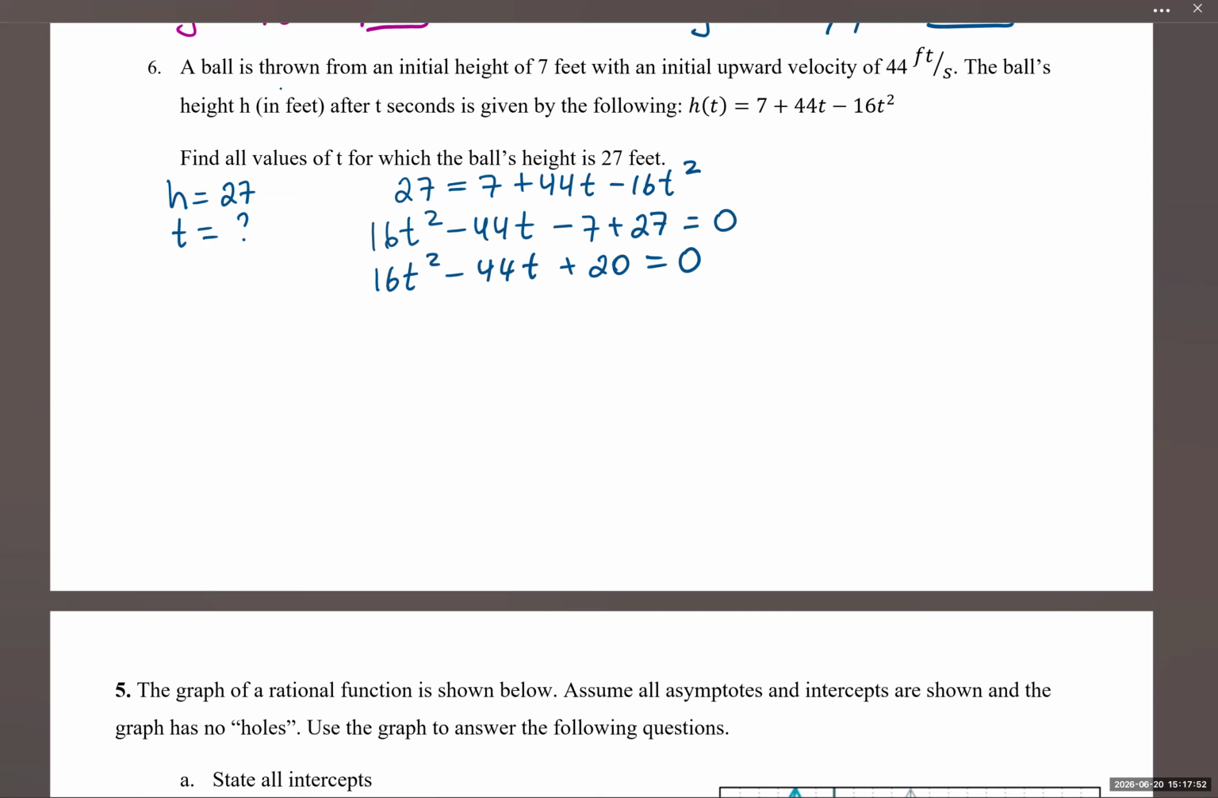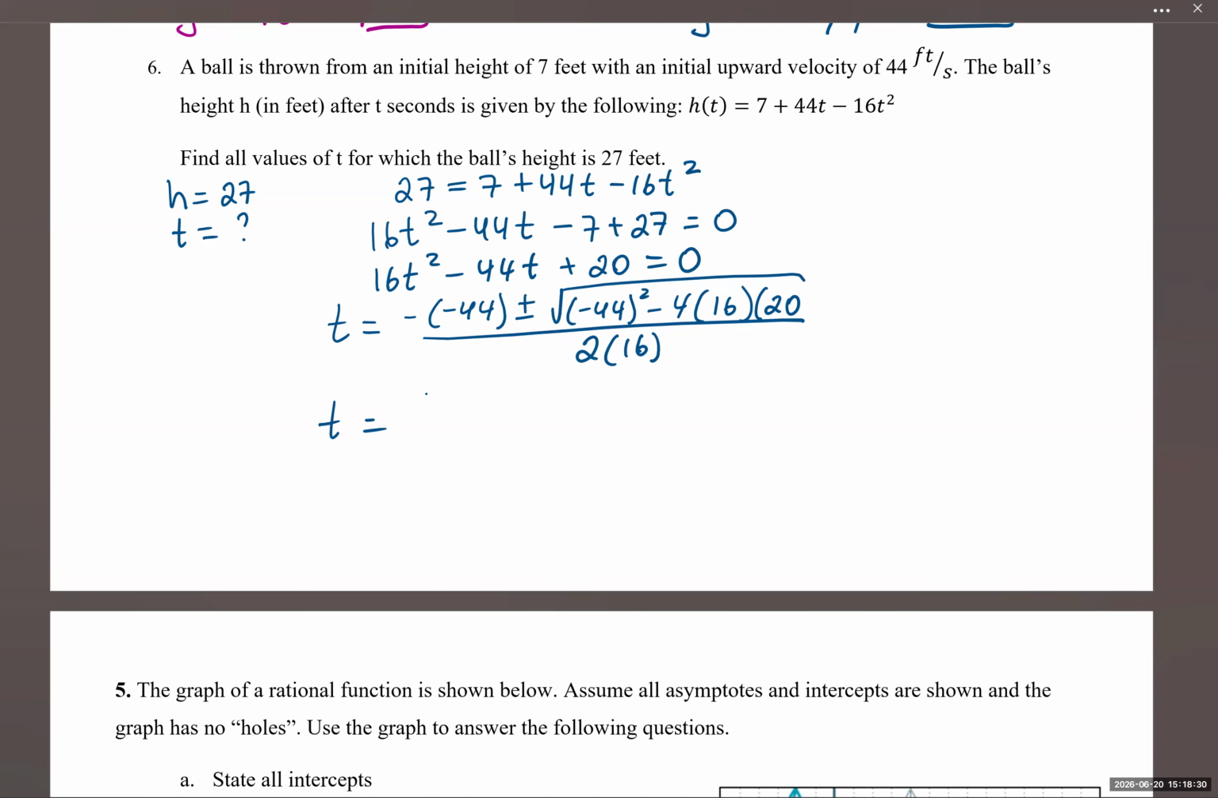Technically, we could reduce a little bit to help our numbers to be smaller, but I'm not going to bother to do this in this case. Just in case you didn't notice it, I want you to be okay with plugging big numbers into a quadratic formula. So this is a quadratic formula equation again. So t equals minus b, so minus negative 44, plus or minus the square root of -44 squared minus 4 times 16 times 20, divided by 2 times 16.